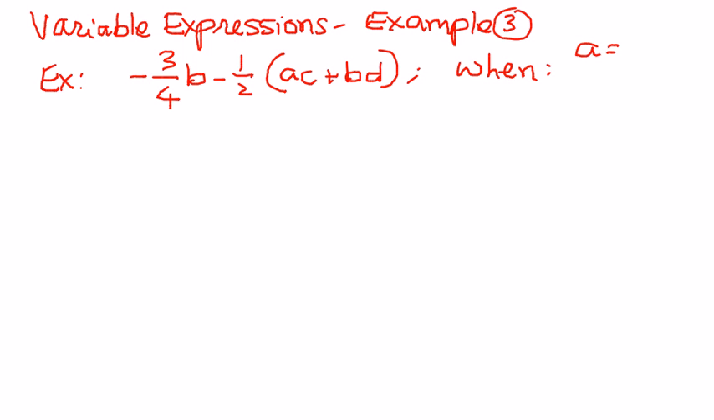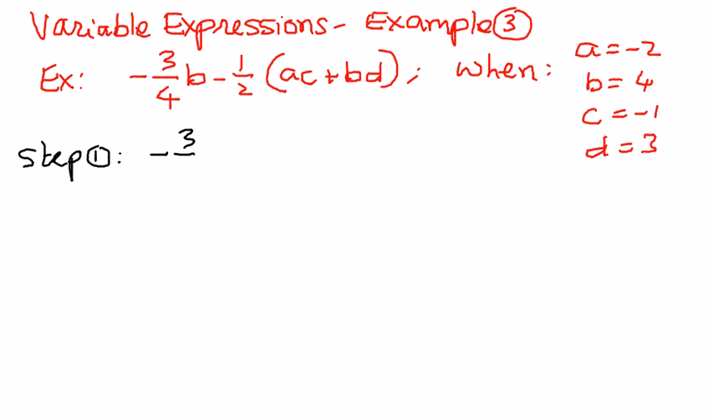A is equal to negative 2, B is equal to 4, C is equal to negative 1, and the value of D is equal to 3. So let us see how we can substitute these variables into the given expression and then simplify this. So let us start to substitute the values of the variables into the given expression.